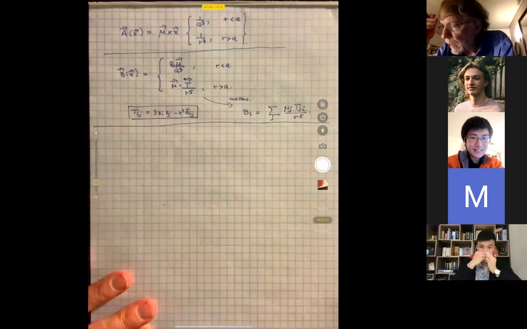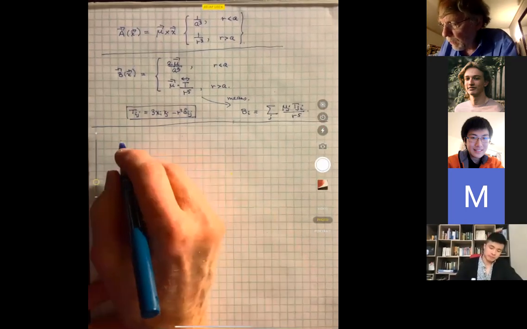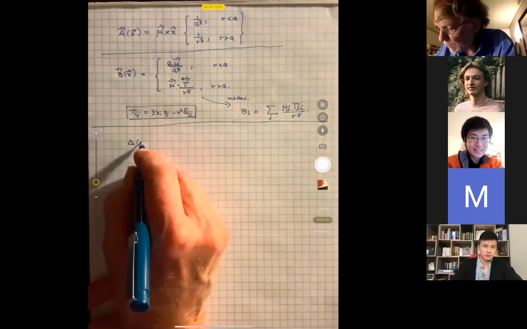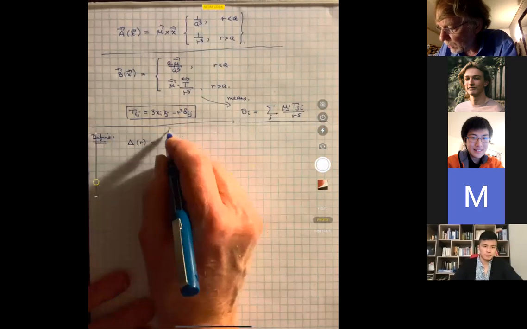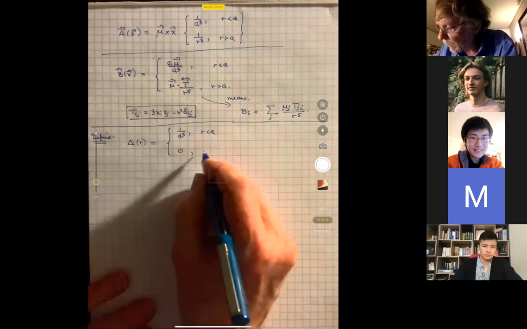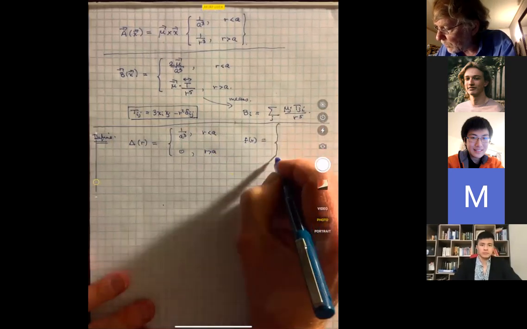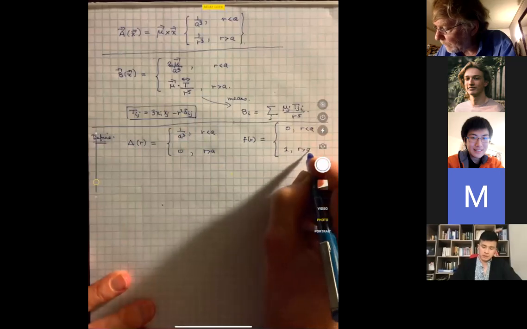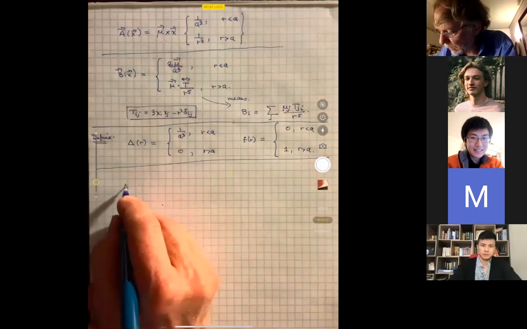Now it helps to streamline the notation a little bit here. I can put these cases into a single formula if I make some definitions. Let's define a function I'll call delta of r, which is equal to 1 over a cubed if r is less than a, and equal to 0 if r is greater than a. And I'll define a function I'll call f of r, which is equal to 0 if r is less than a, and 1 if r is greater than a. If I do that, then I can take these two formulas and put them together in a better way.